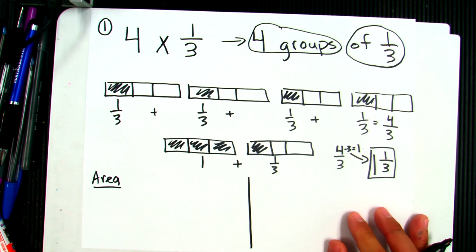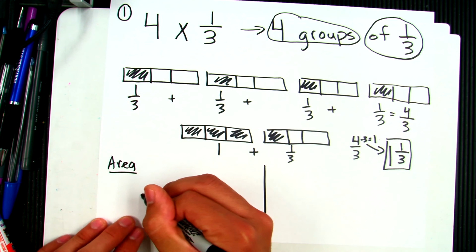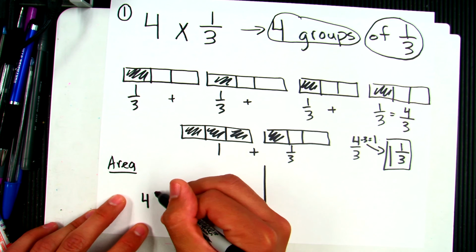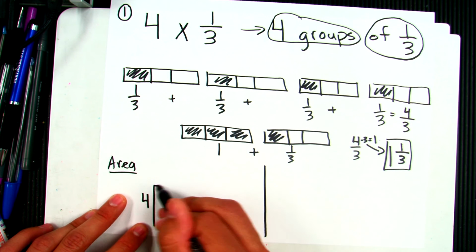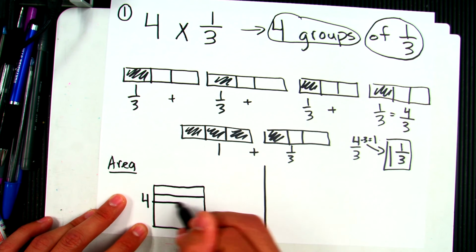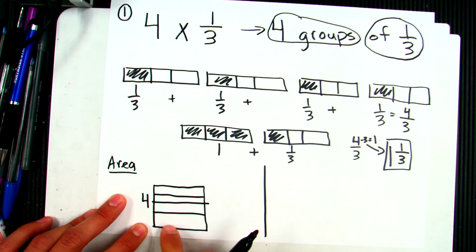So just like whole numbers, it's the same thing. I'm going to draw up my 4. So on this side, I want to have 4 going that way. So I'm just going to set it up. I'm going to set up my box. And I'm going to draw 1, 2, 3, 4.